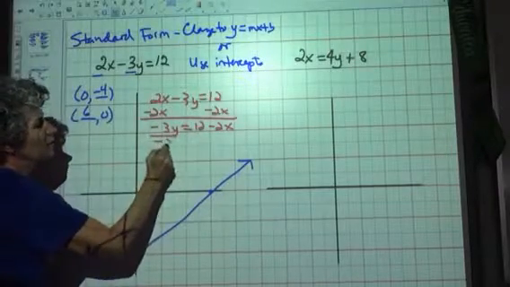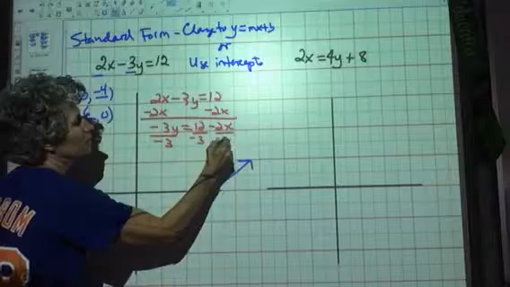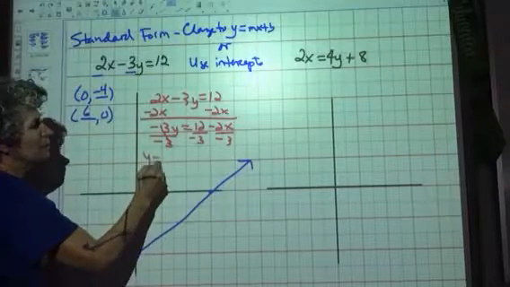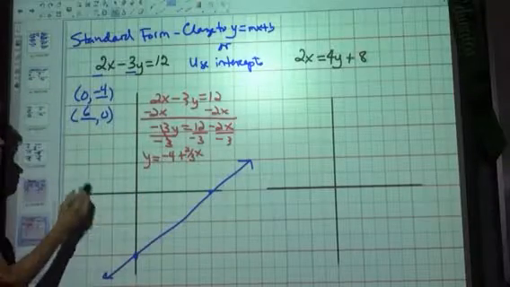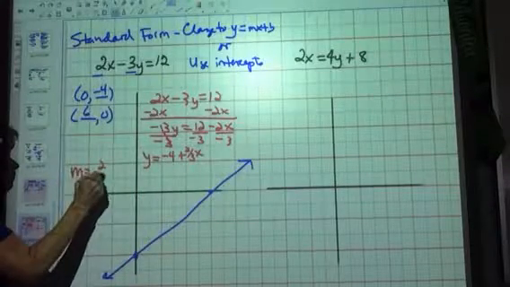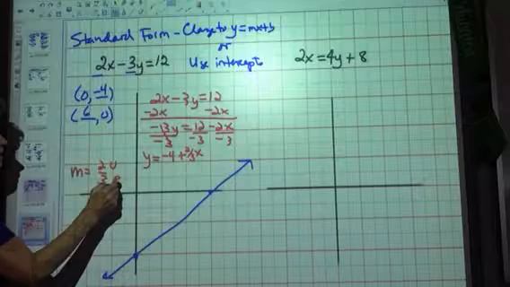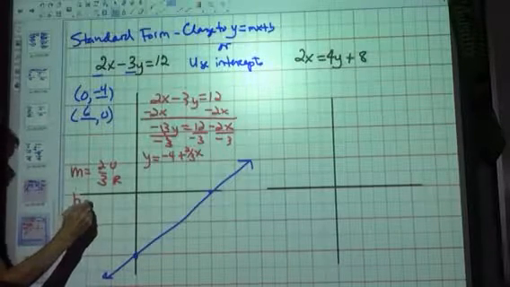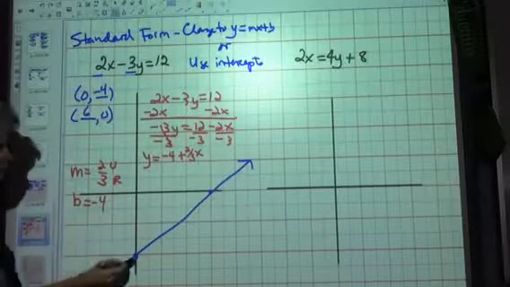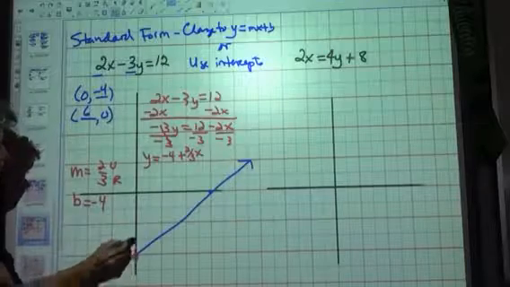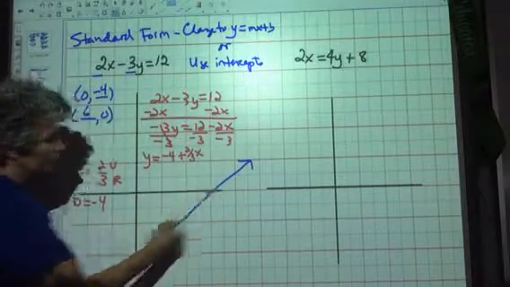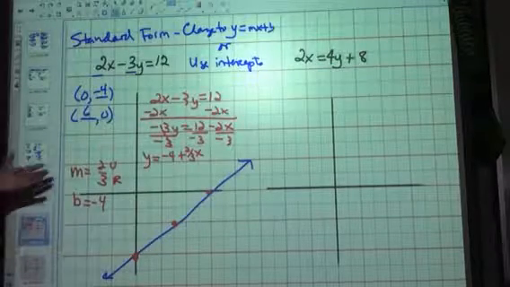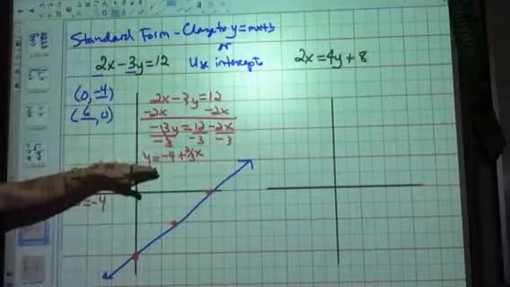And then make sure when you're dividing by 3, it has to be each piece by 3. So I get y equals negative 4 plus 2/3 x. Or you could have put the 2/3 first. So my slope is 2 over 3, up and to the right. And my y-intercept, my beginning point, is negative 4. So I would go to negative 4, up 2, 3 to the right, up 2, 3 to the right, and there's my line. So if it's not in slope-intercept form, you can change it.